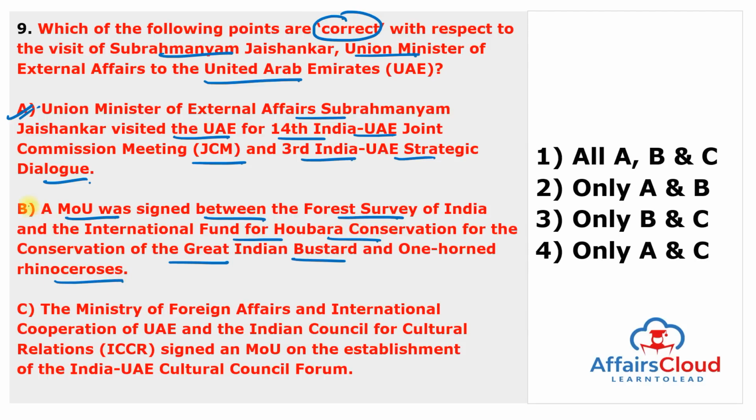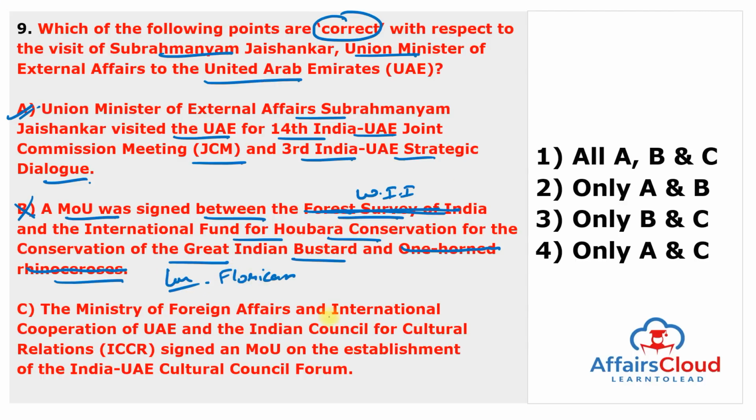So, this statement is wrong statement. Two things are wrong in this statement. One is this agreement is not with the Forest Survey of India. This is with the Wildlife Institute of India. And second thing, it is for the conservation of Great Indian Bustard. And second is not One-Horned Rhino, it is the Lesser Florican. So, you can remember it is Lesser Florican.